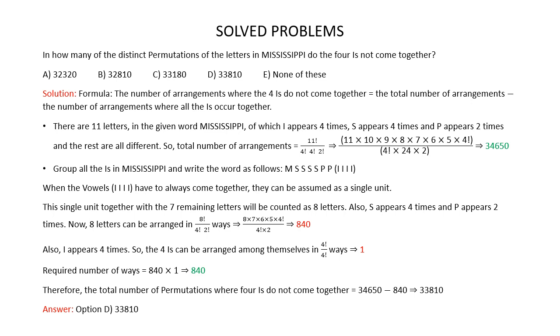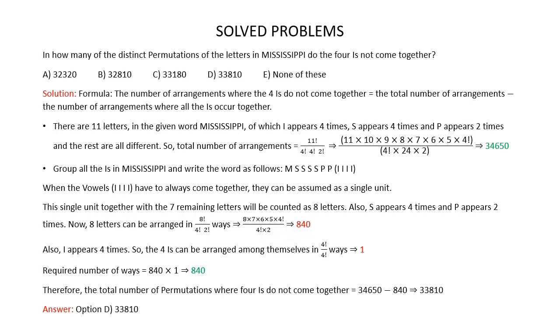Also observe here that S appears 4 times and P appears 2 times. So the repeat factorials are 4 factorial and 2 factorial. So the 8 letters can be arranged in 8 factorial divided by 4 factorial multiplied by 2 factorial ways. Now this can be written as 8 multiplied by 7 multiplied by 6 multiplied by 5 multiplied by 4 factorial divided by 4 factorial multiplied by 2. Now the 4 factorial of the numerator and the 4 factorial of the denominator cancel out, and on solving this we get 840.